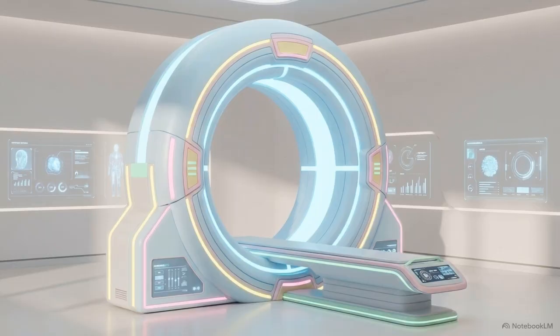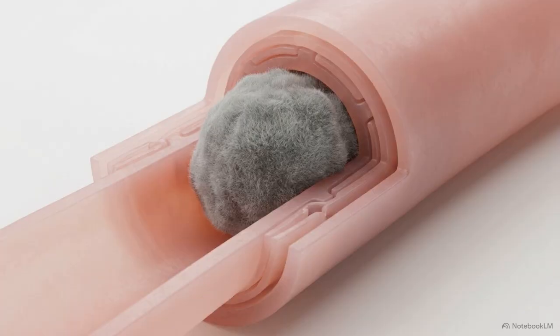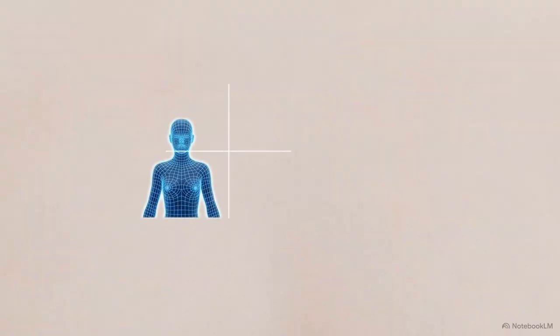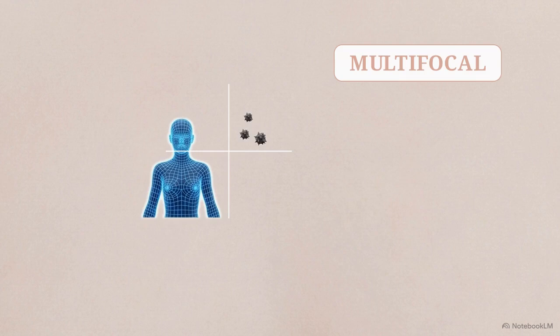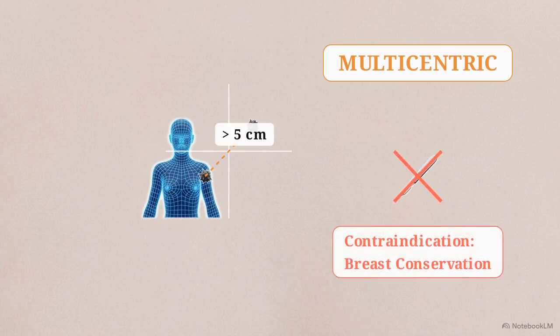While ultrasound and mammography cover the baseline, breast MRI is deployed strictly for specific, complex indications. It screens high-risk genetic mutations, evaluates inconclusive ductal lesions, and defines spatial spread of cancer. Specifically, MRI distinguishes between two patterns of spread. Multifocal disease involves multiple tumors confined to the same quadrant of the breast. Multicentric disease involves tumors scattered across different quadrants or located more than 5 centimeters apart. Multicentric spread typically rules out breast-conserving surgery entirely.